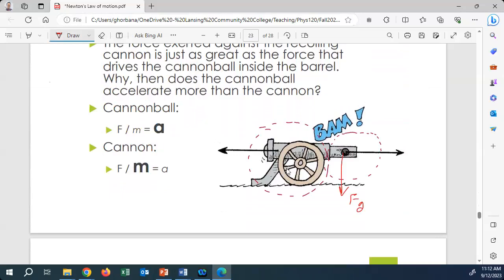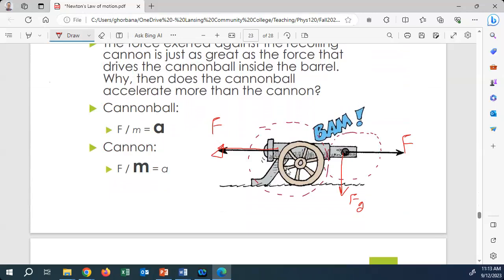The cannon fires the cannonball. The cannon exerts force on the cannonball. We call this F. And the cannonball exerts, by Newton's third law, when we have two objects, the cannon exerting force on the cannonball, the cannonball exerting exactly the same force on the cannon, but in the opposite direction. We already identified one of the forces which is exerted on the cannon. But now we are analyzing the cannonball.